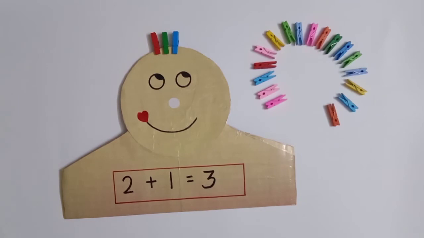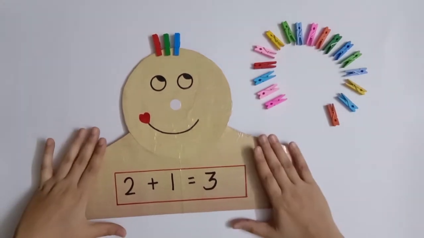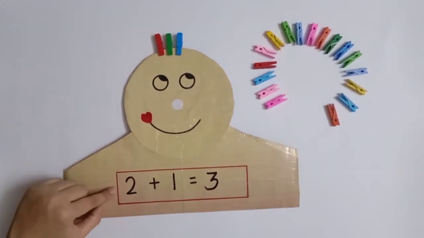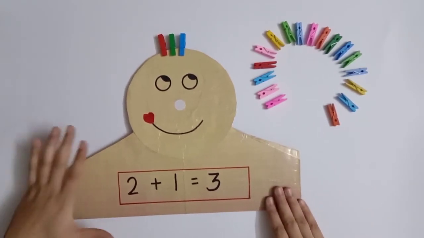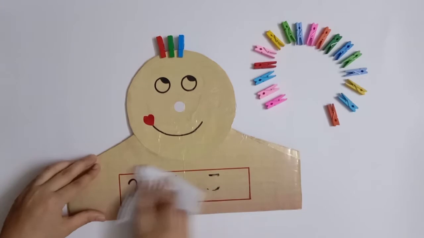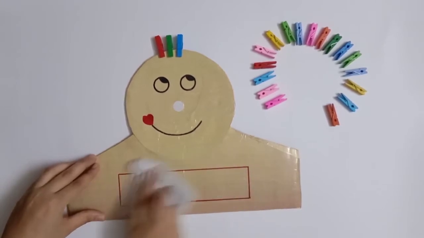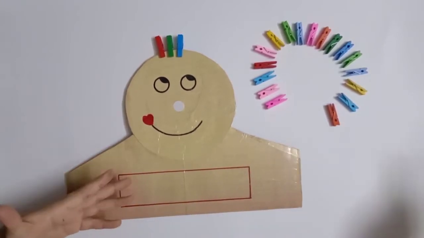I have secured the whole activity with the transparent tape, so I can use this over and over again. So I will wipe it using a cloth and then I can use it for the subtraction pattern as well. I can introduce the subtraction using the same activity.